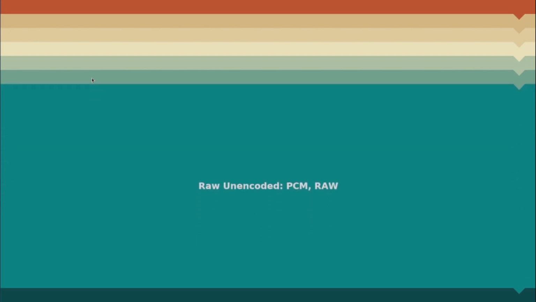Next, we have PCM and RAW. These are as raw as it gets, literally unprocessed audio. They are not beginner friendly, but they are super important under the hood because almost every other format is built from PCM in some way.